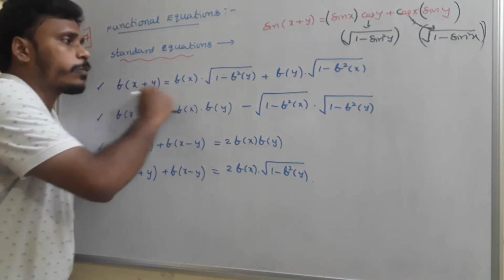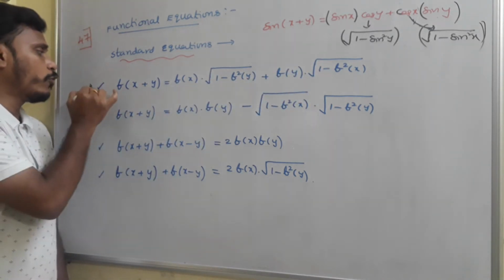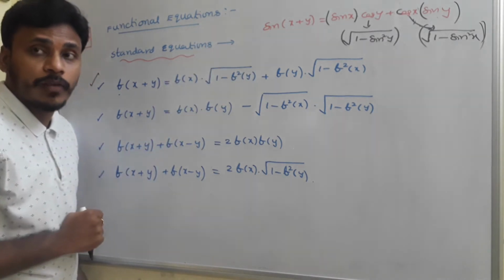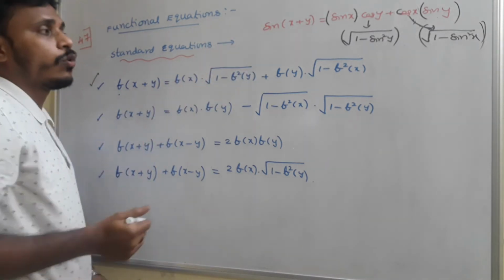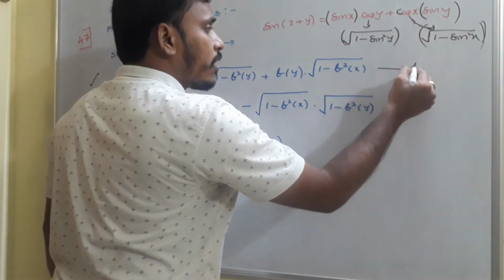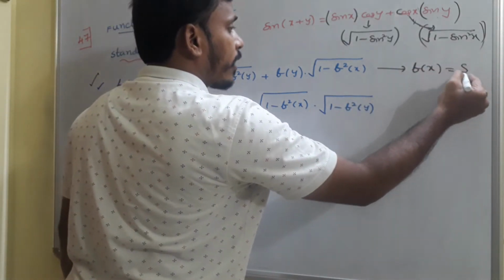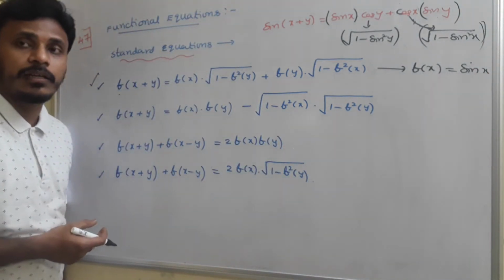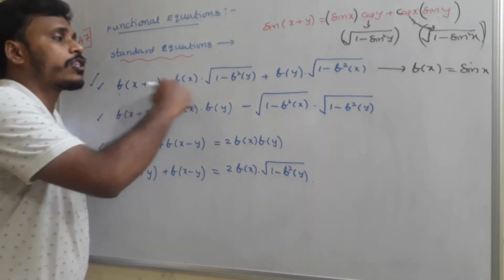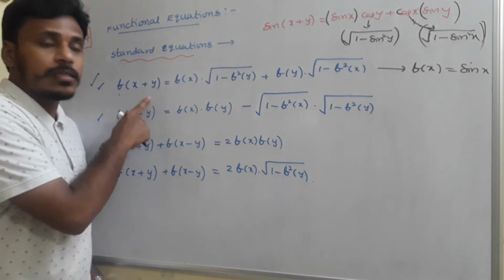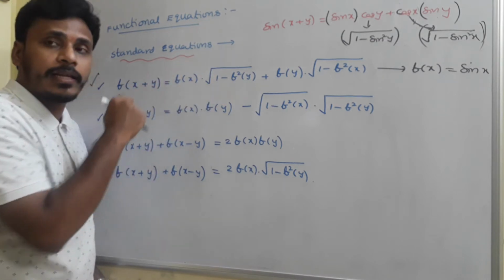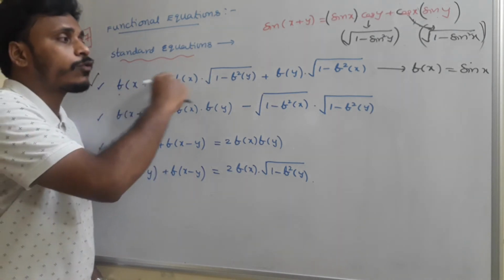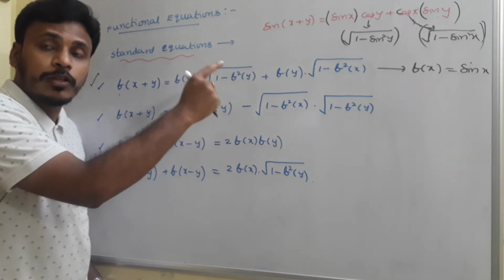Now observe this statement, the first functional relation, as well as that compound angle result sin(x+y). When you compare these two, this functional relation corresponds to the function sin x. So instead of giving the function as sin x directly, sometimes the question may give you this functional relation: f(x+y) is equal to f(x) into root of 1 minus f square y plus f(y) into root of 1 minus f square x. This functional relation is related to the function sin x.